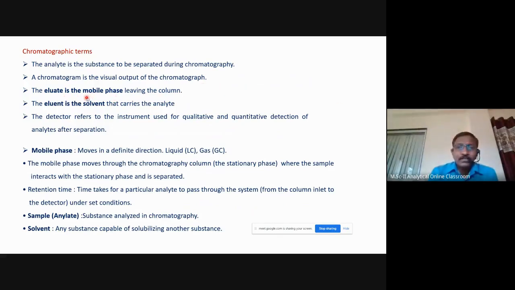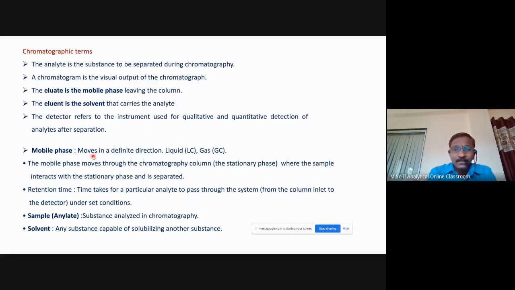Then eluate is the mobile phase leaving the column, and eluent is the solvent that carries the analyte. Then detector refers to the instrument which is used for qualitative and quantitative detection of analytes after separation. So analyte, chromatogram, eluent, eluate, detector are some common terms that are used in chromatography.